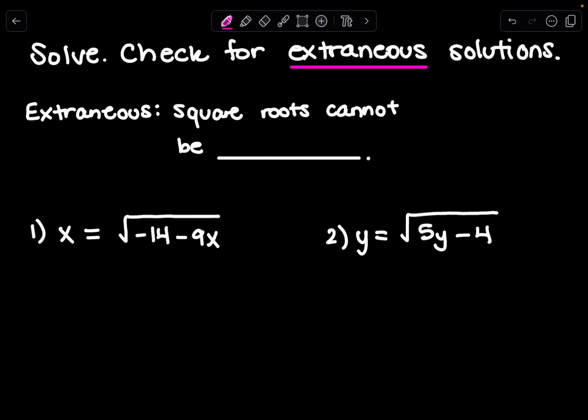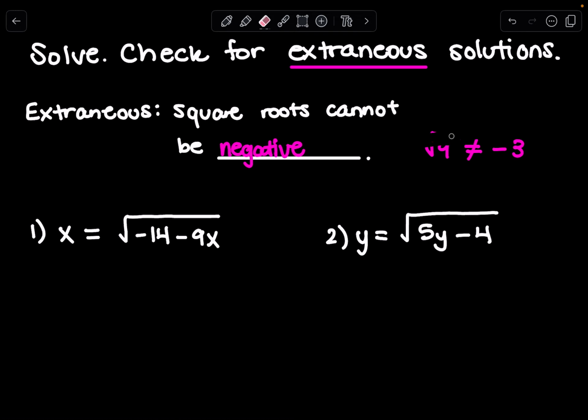So notice the fill in the blank here. Extraneous values, square roots cannot be negative, right? So the square root of 9 can't equal negative 3, for example.